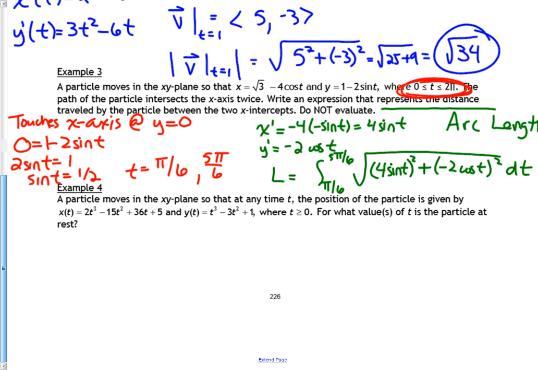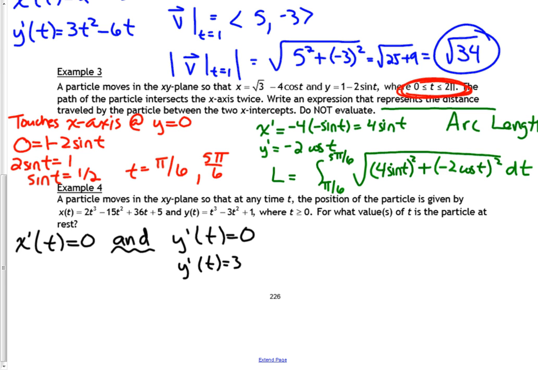Example 4. So in example 4, we have a position again, and what values of t is the particle at rest? Well, the particle is at rest when it's not moving in the x direction, and at the same time, it's not moving in the y direction. So I have two restrictions going on. I need my x prime of t to be equal to 0 and at the same time, I need my y prime of t equal to 0. Well, when I look at these two functions, I would solve the y one first because it's a little bit easier. So y prime of t is going to be 3t squared minus 6t, and I'm going to set that equal to 0.